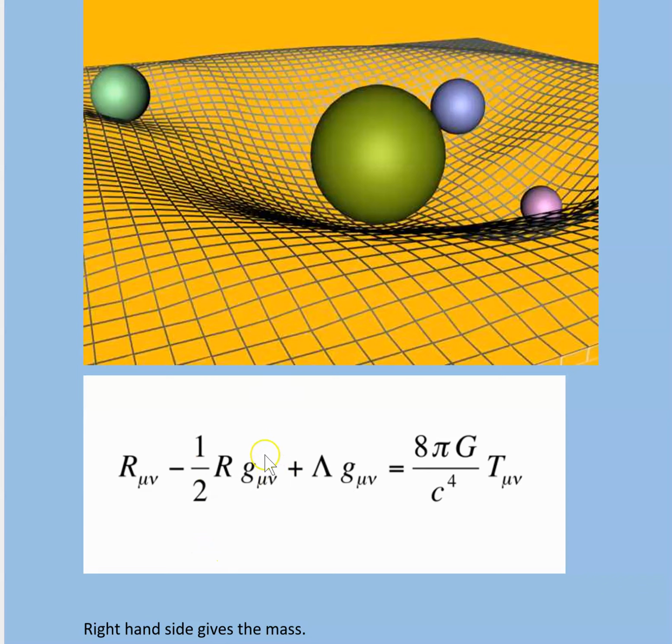And the g mu nu represents the metric, or the measuring stick. So this side gives the mass and this side gives the curvature. More mass, more curvature. So if we know the curvature, we could get this side, the mass, or vice versa.